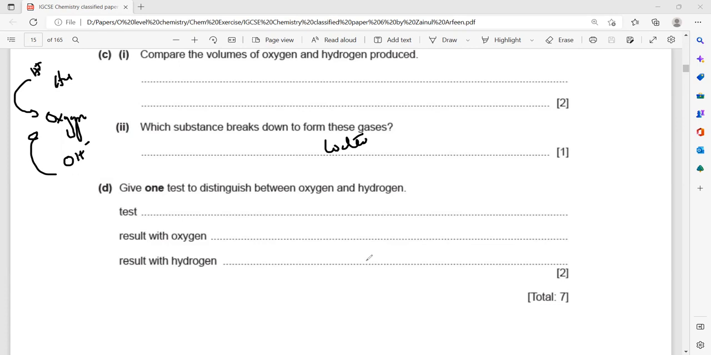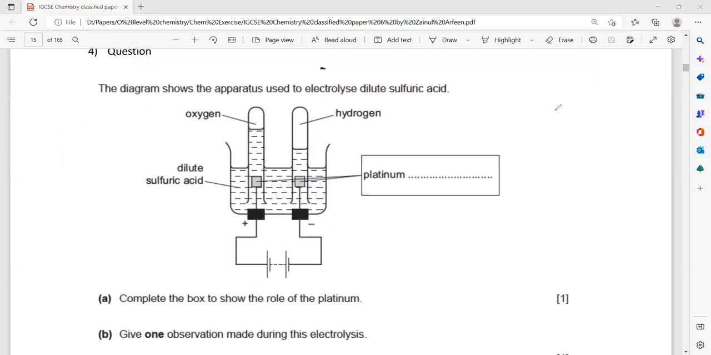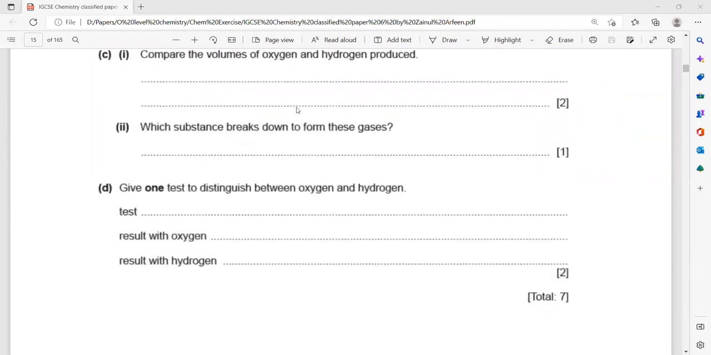Then the question: which substance breaks down to form these gases? When we do electrolysis of sulfuric acid, we have hydrogen ion, we have hydroxide ion, we have hydrogen ion, and we have sulfate ion. When we do electrolysis, the ions move, that is the hydrogen and OH ions in both cases. Sulfate, nitrate, and carbonate never move. So which molecule actually breaks down to give H plus and OH minus? That is the water molecule. So which substance breaks down to give hydrogen and oxygen gases? That's why we say water.